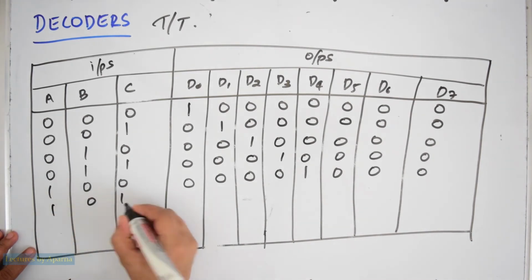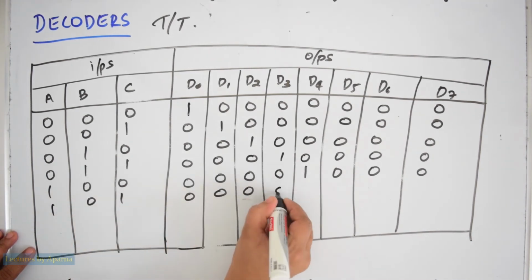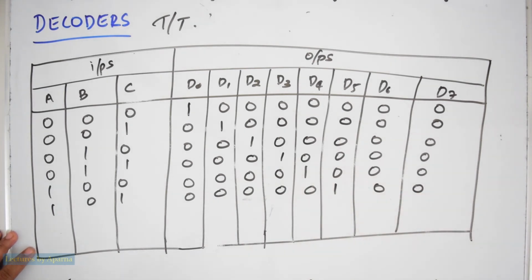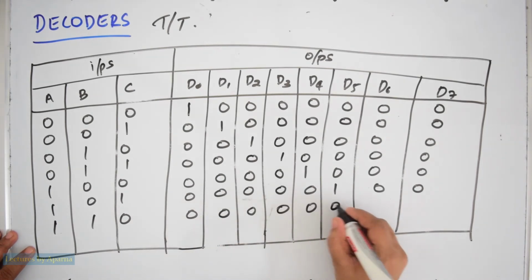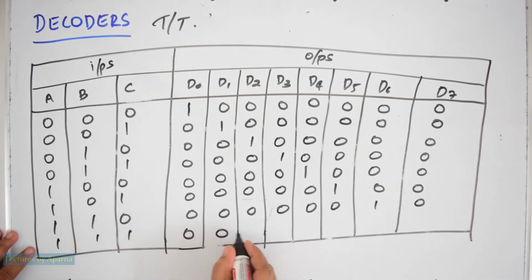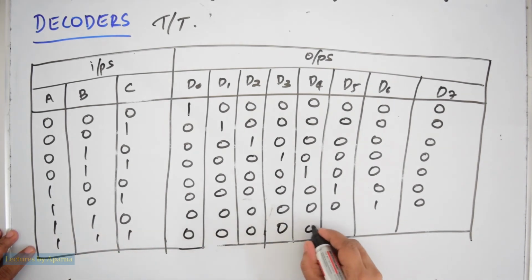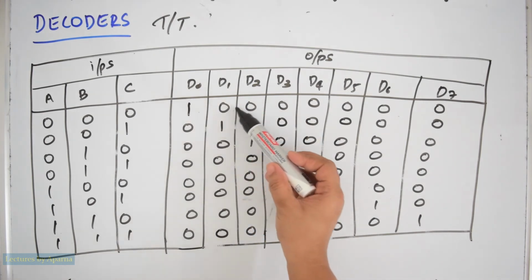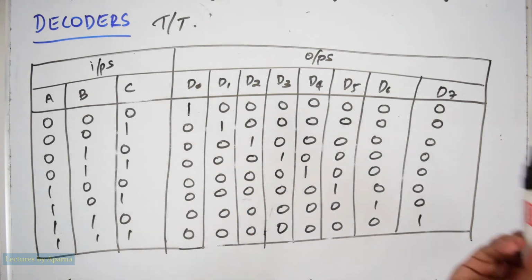For 1, 0, 1, D5 will become high. These two will be 0. For 1, 1, 0, D6 will be high. For 1, 1, 1, D7 will become high. Now we have to write the expression for each output, that is D0, D1, D2.